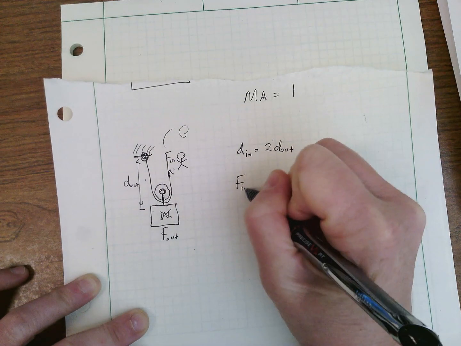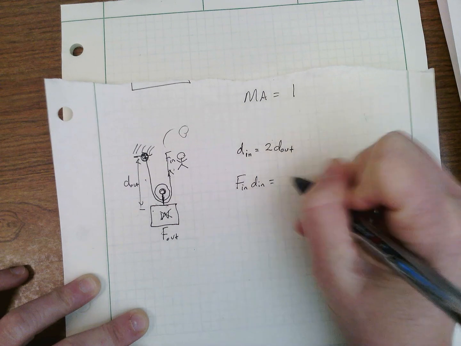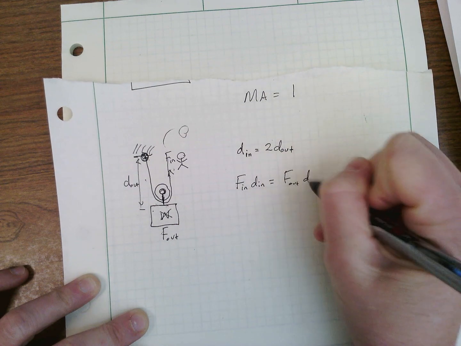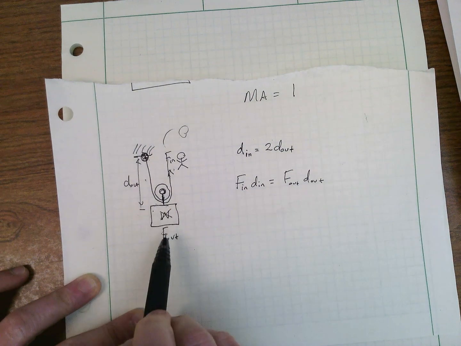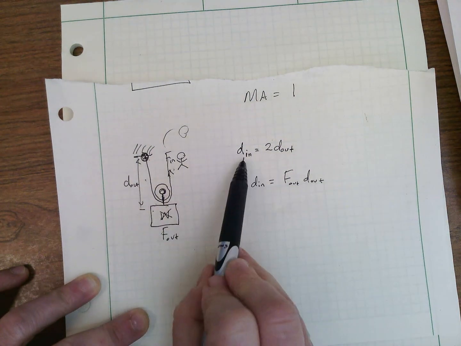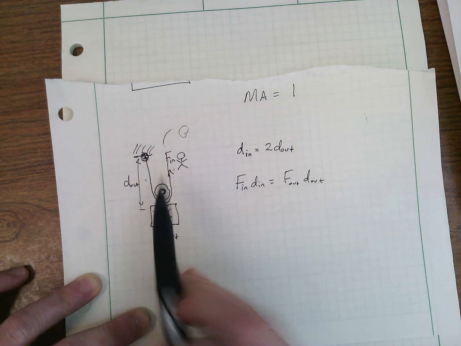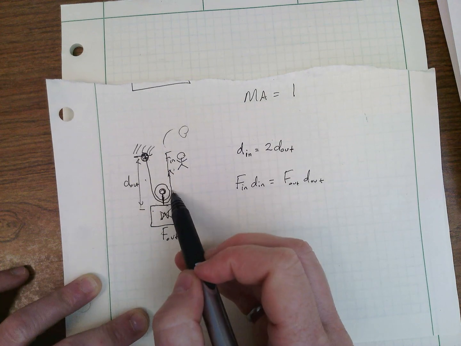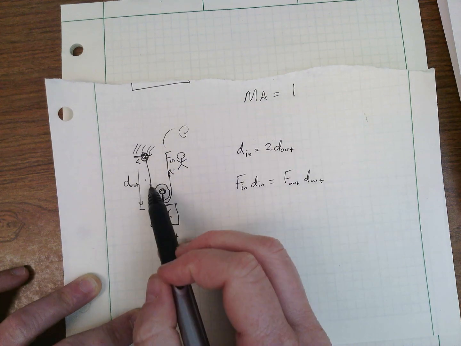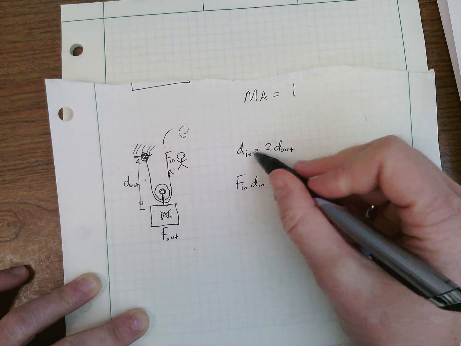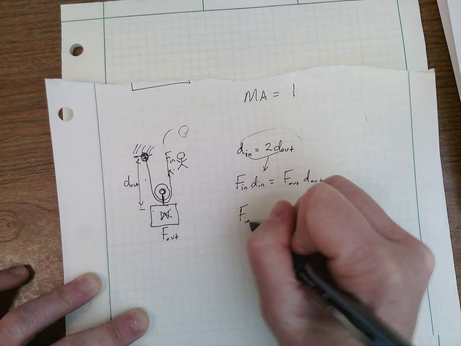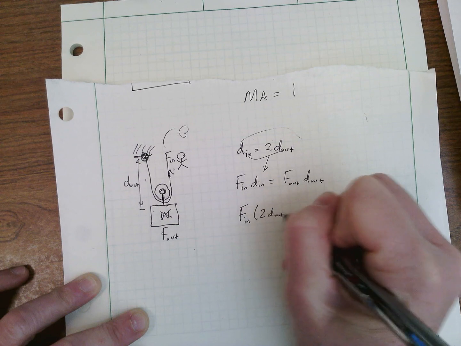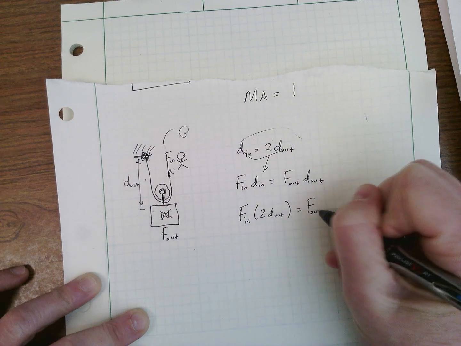F in D in is equal to F out D out. That's my same conservation of energy expression, but just by the geometry here, my D in is going to be twice. I need to pull twice the length of rope up to move this same distance, right? So plugging this in down here, I get F in times 2D out is equal to F out times D out.